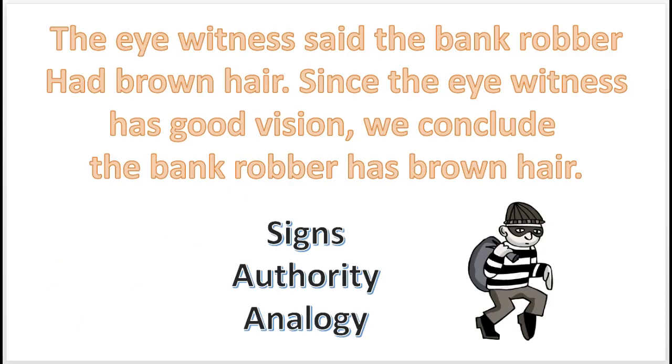Here is another practice problem. What type of inductive argument is this? The eyewitness said that the bank robber had brown hair. Since the eyewitness has good vision, we conclude that the bank robber has brown hair. Is this an argument from signs, authority, or analogy? The answer is, you got it, it's an argument from authority. The conclusion is based on an authority, the eyewitness.